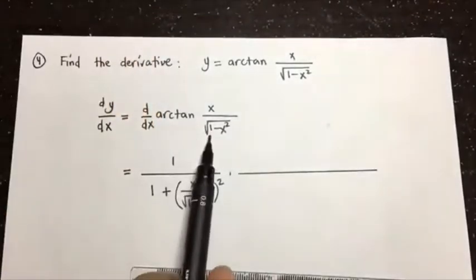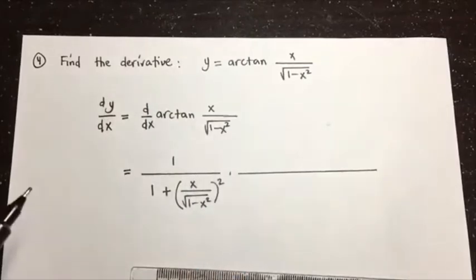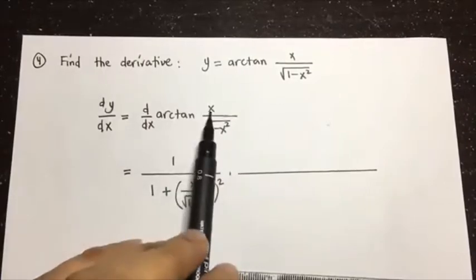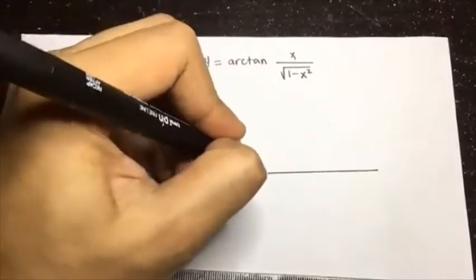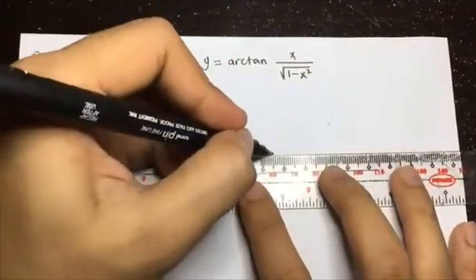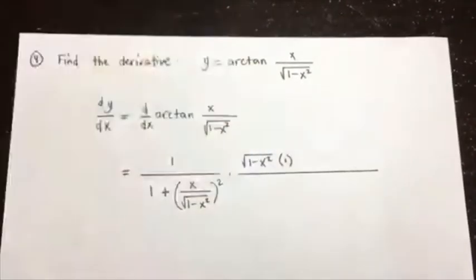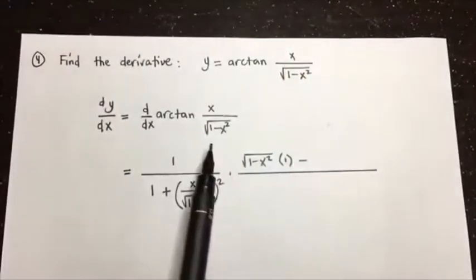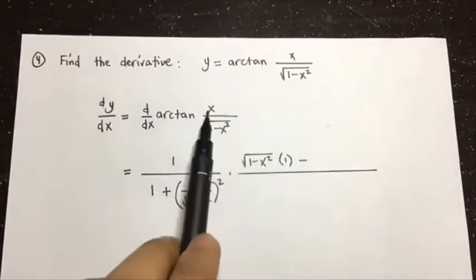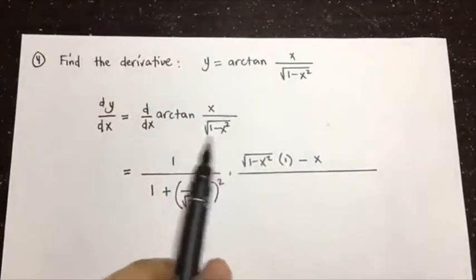Okay, so square root of 1 minus x squared, so that's our v, and our u is x. So therefore, square root of 1 minus x squared multiplied by the derivative of the numerator. So the derivative of x is 1, minus the numerator x multiplied by the derivative of the denominator.